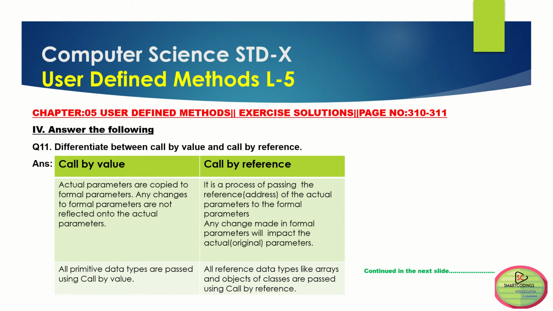In call by value, actual parameters are copied to formal parameters. Any changes made to formal parameters are not reflected onto the actual parameters. In call by reference, it is a process of passing the reference of the actual parameters to the formal parameters. Any change made in formal parameters will impact the actual parameters. All primitive data types are passed using call by value. All the reference types like arrays or objects of classes are passed using call by reference. So these are the 2 points of difference.